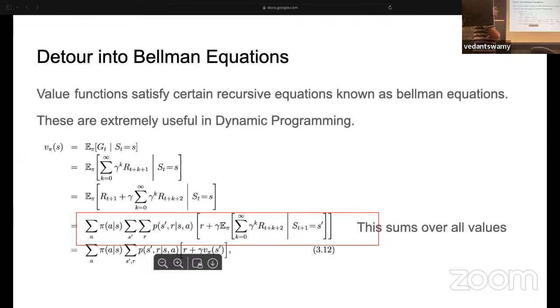If you look at this term here, it is just the same as this one, but substituting s prime instead of s. So this entire thing just boils down to this one, with s replaced by s prime. We now have the value at the state s in terms of the value at the state s prime.